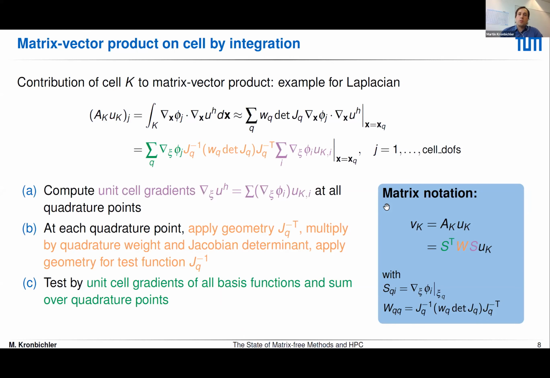So how do we do the integrals on the element level? What we're doing is, here I have an example of the Laplacian.